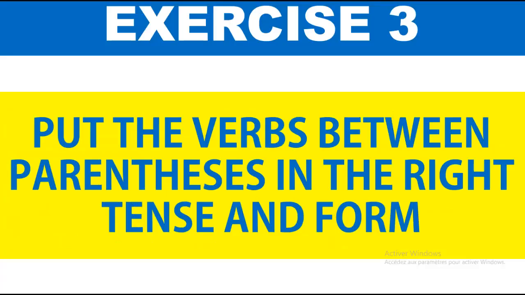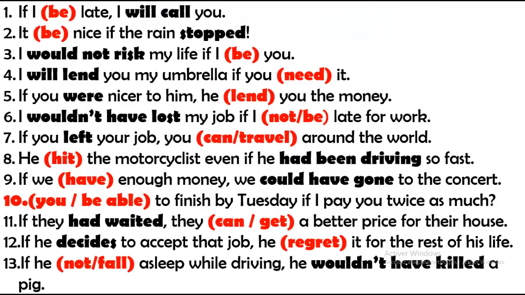Exercise 3. Put the verbs between parentheses in the right tense and form. So here you have the verbs in red that you have to put in the right tense and form depending on the verb I have put in bold. For example, number 1, if I be late, I will call. So will call is a future and the future is conditional 1, and conditional 1 often goes with the present. So once again, pause the video, take a pencil and a piece of paper, do the exercise, and come back. We correct together.